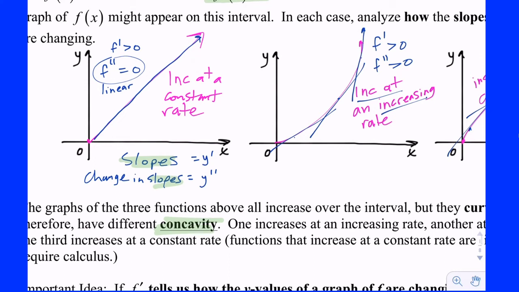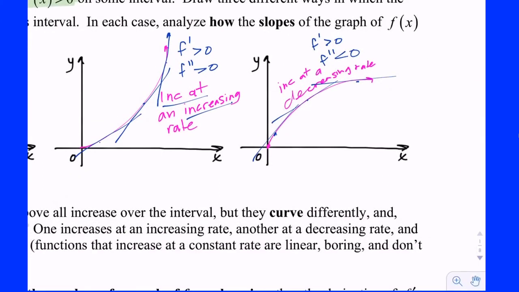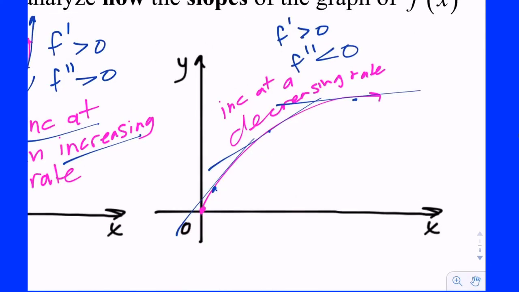Anytime your graph is curving downward, your second derivative is going to be negative, and we say the graph is concave down, like a frown.